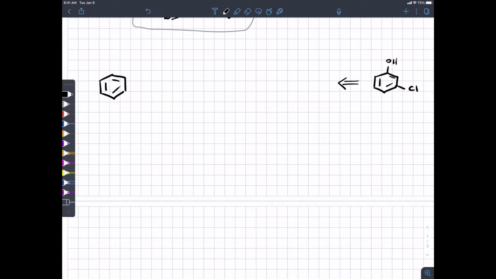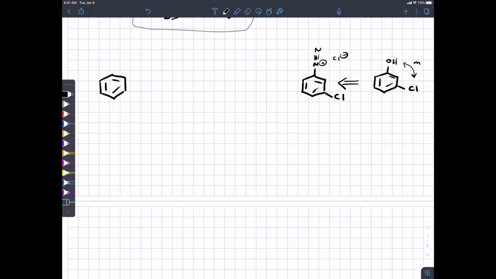So what could this phenol group have been previously? Yeah, it could have been the N2, the diazonium salt. Okay. And keep in mind as we're thinking backwards, I mean, we know how to put on the chloro group, right? But we need to figure out in what order to put the chloro and in what order to make the diazonium salt because we've got meta selectivity here.